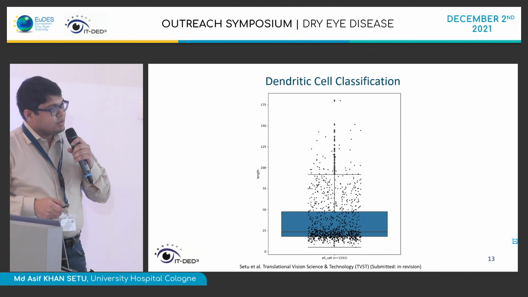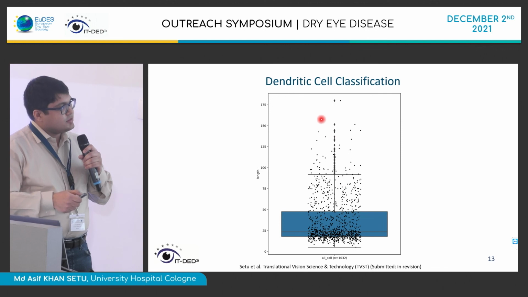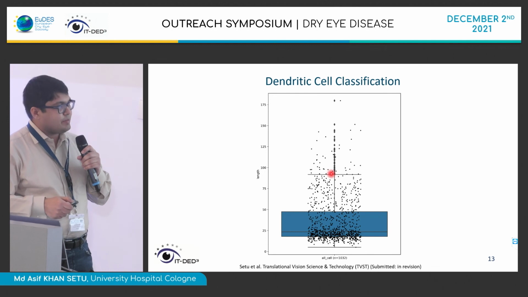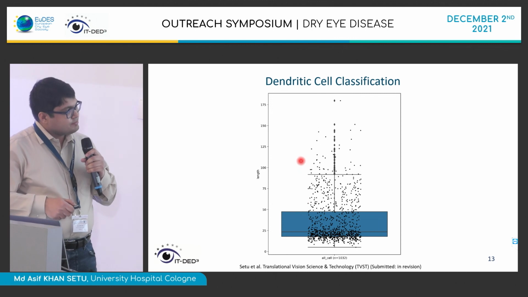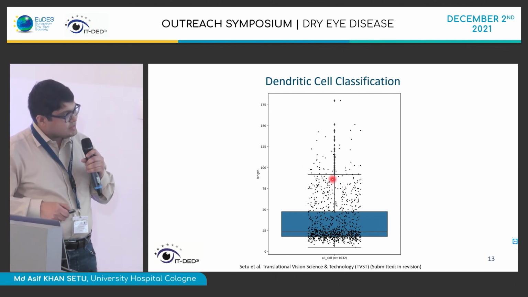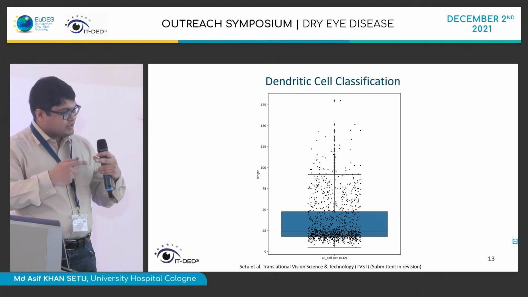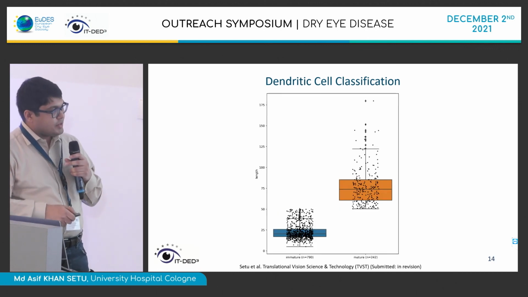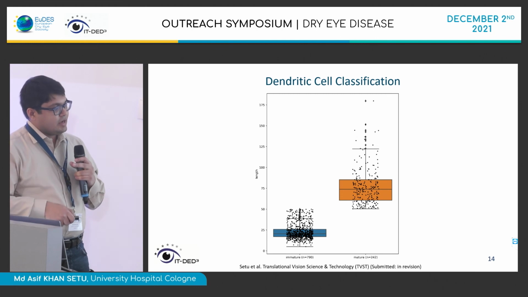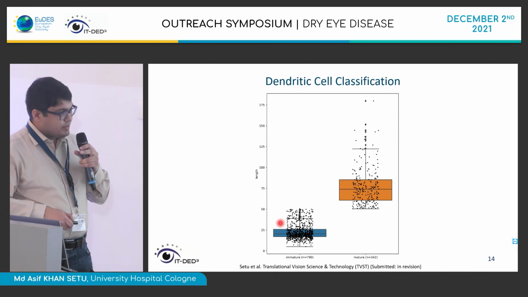When we plotted all the segmented cells based on the length, you could see a very scattered plot of the length of the dendritic cells in our test data set. We could not differentiate how many cells are mature, immature, or in the transition stage based only on length. Then we put a threshold of 50 micrometers to differentiate the activated and non-activated, like the mature and immature cells.